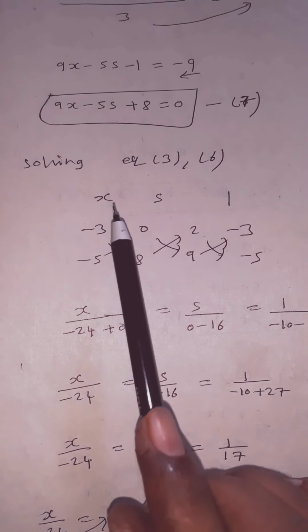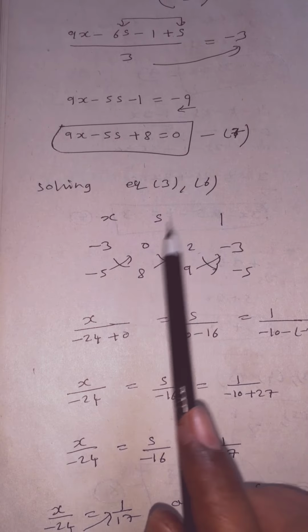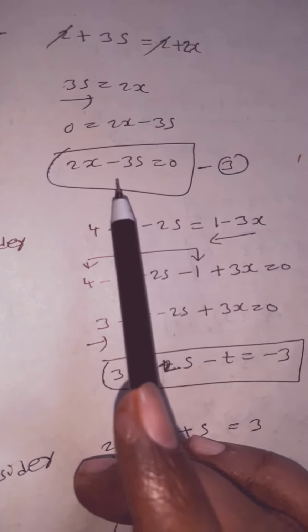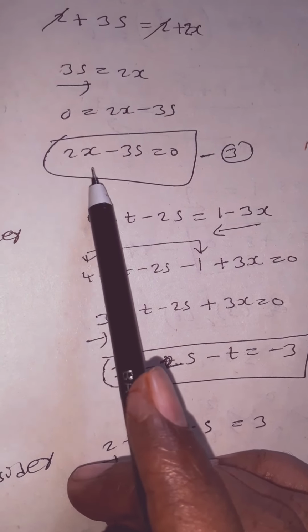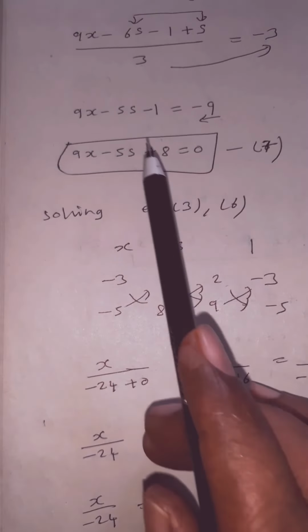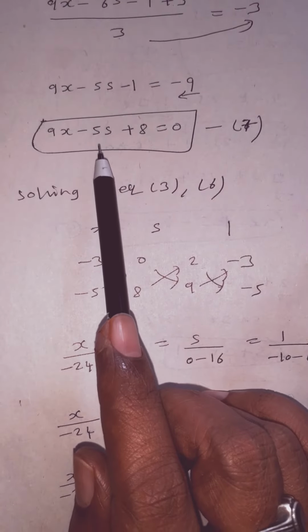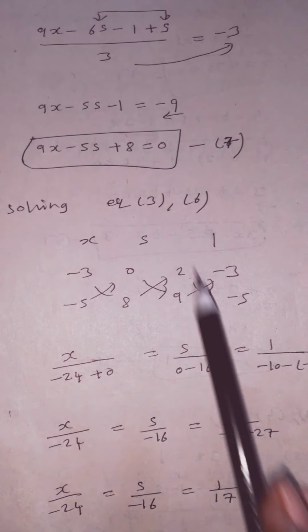This is so x by cross multiplication method, x s 1. So in equation number 3, what is second term? Minus 3. Third term not there means 0. Again first term is 2. Second term is minus 3. That only I have written, children. Here in 7th equation, second term is minus 5. Third term is 8. First term is 9. Second term is minus 5.